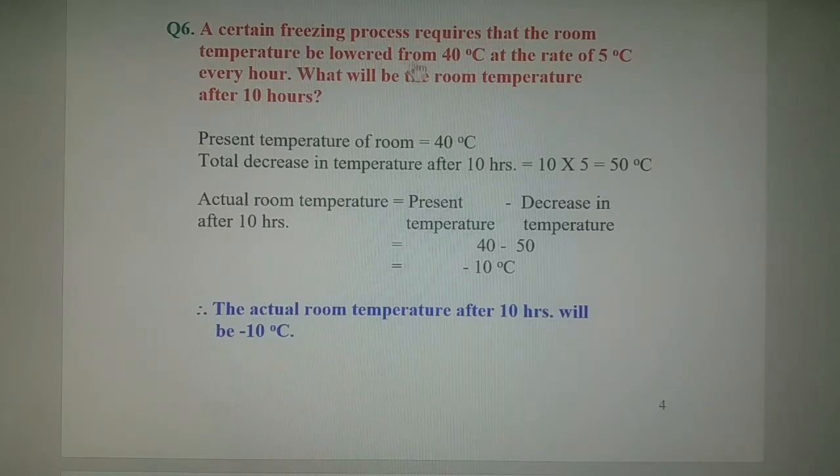Now it's already given that the present room temperature is 40 degrees Celsius. And every 1 hour, the room temperature has to be decreased by 5 degrees Celsius. And after 10 hours, we have to calculate how much temperature will be decreased.